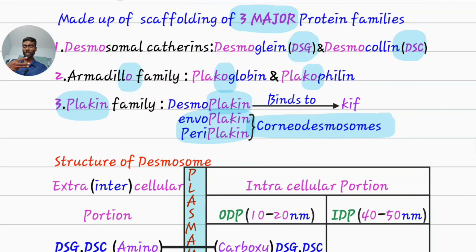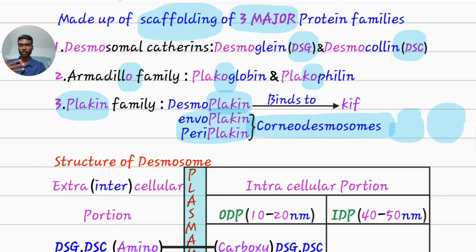These desmosomes are given this name because they are present in stratum corneum. That's why they are called corneodesmosomes. Here these three protein families are scaffolding proteins. That means each protein will go and anchor to another protein. That protein will go and anchor to some other protein. Like that, the first family binds to the second family, then to the third family.